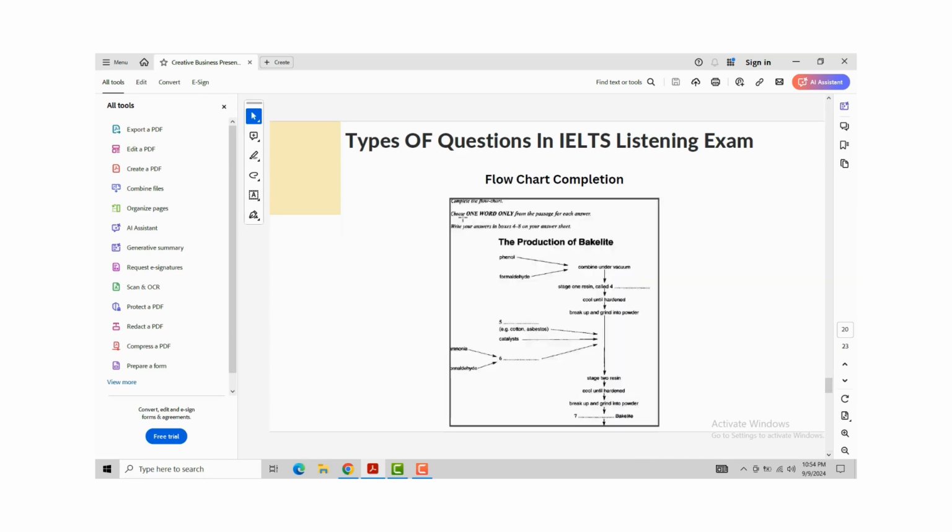And this is the example of a flowchart. The production of bakelite. You can write only one word for the answer. Write your answer in boxes 4 to 8 on your answer sheet. So the production of bakelite starts from phenol and formaldehyde, and then it explains all the stages of the production of bakelite, and you have to provide the missing information to complete the flowchart.